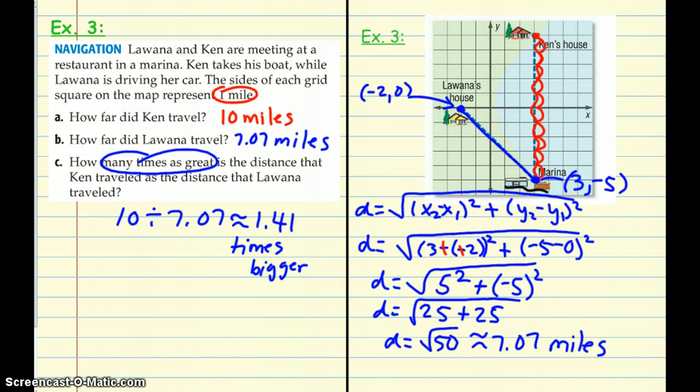So in all three examples, I showed you how you can use the distance formula to find the distance between 2 points, whether you're looking at a grid, you can write the coordinate pairs, or if you're given 2 points. So there you have it, folks. Hopefully by now you can use the distance formula to find the distance between 2 points.